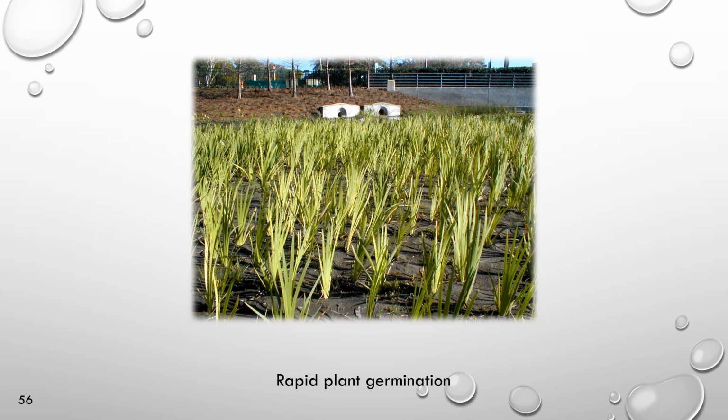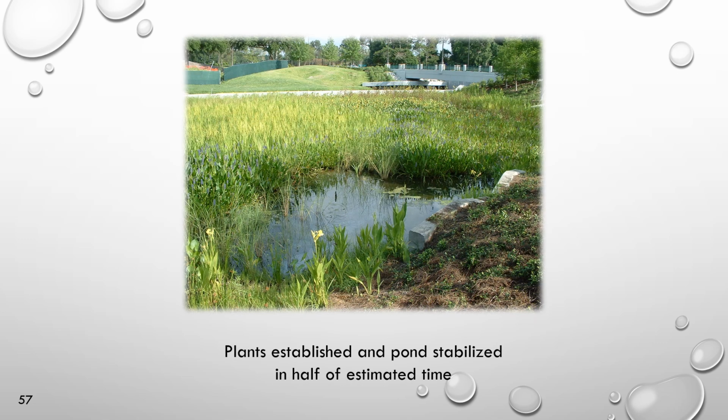It's just a very beneficial amendment to help with plant establishment and growth, which is why it's such a great amendment for erosion control and hydroseeding when our ultimate erosion control goal is to establish vegetation. And so we're seeing that in this project as well. Rapid plant germination, the plants established and the pond stabilized in half the estimated time. So again, this probably took a very small amount of polymer, probably a bag of polymer or less to do this whole project here. And so a little bit goes a long way, and it has a really great benefit with those other BMPs like the hydromulch.